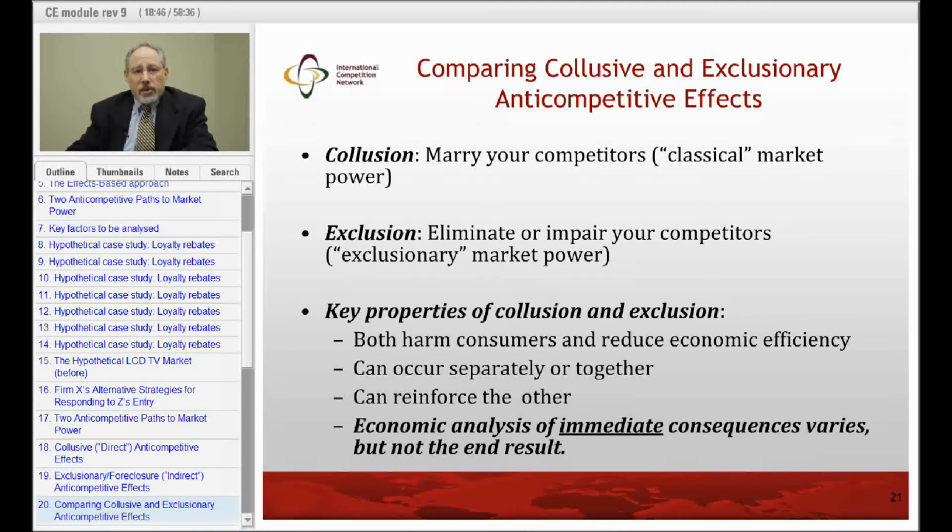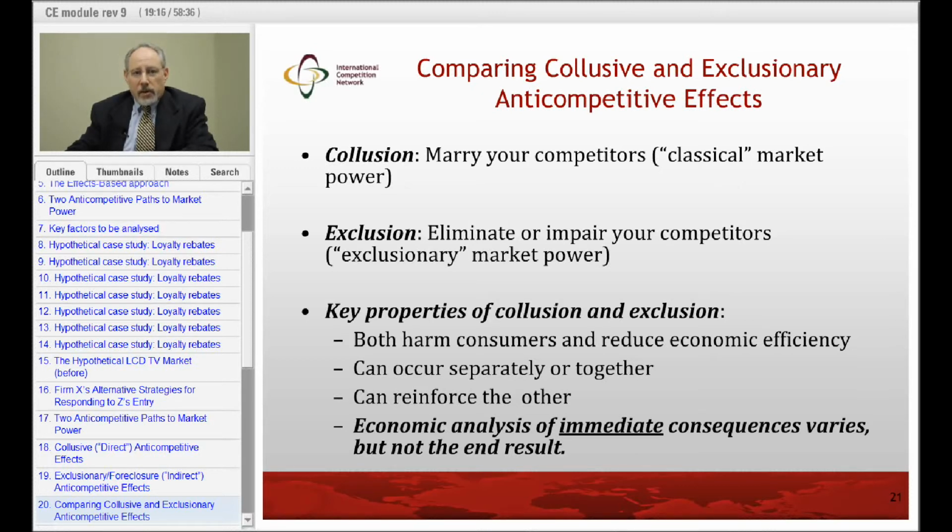Each can reinforce the other, so that exclusion can actually make collusion work better. For example, if X and Y alone tried to raise price, they might not be able to do so successfully. Z would happily take away their customers at lower prices. So in order to perfect their collusion, X and Y might actually need to somehow impair Z or raise its costs to keep it from interfering with their collusion.